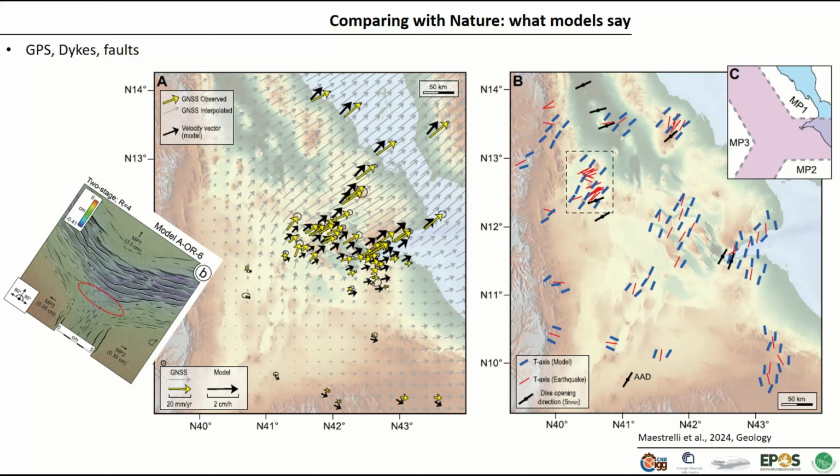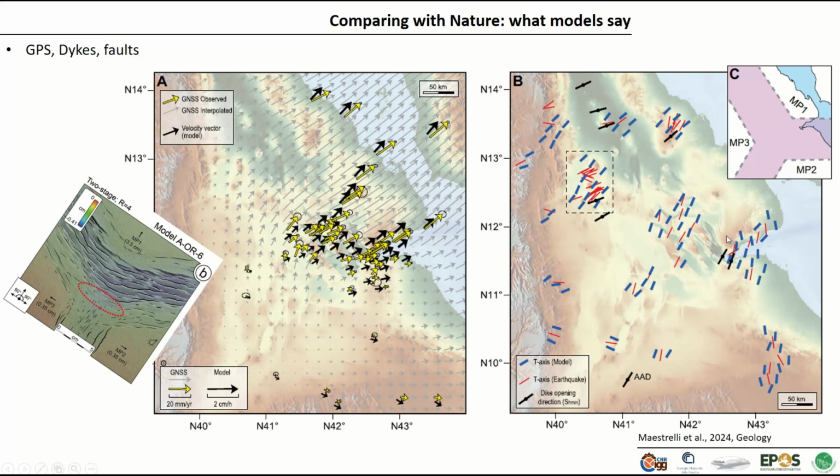The last degree of comparison, that I think is a nice one, is given by the opening direction of the dikes in nature, and the T-axis that corresponds in nature to sigma 3, the minimum horizontal stress, so it is orthogonal to faults, basically, and the same parameter in our model.